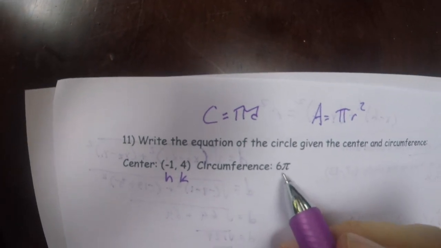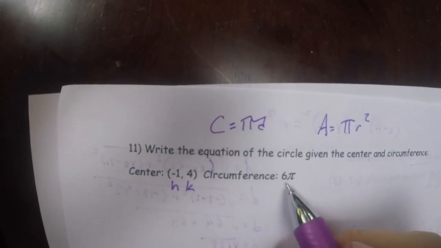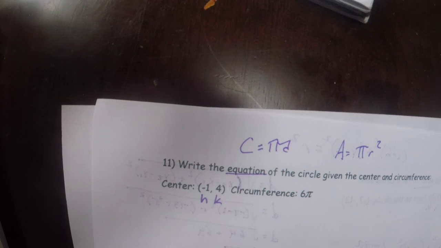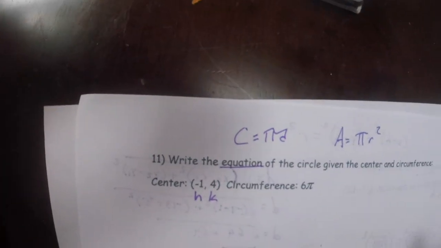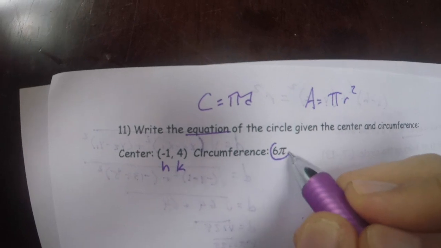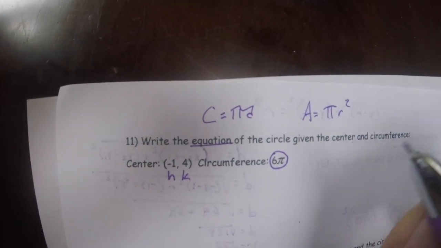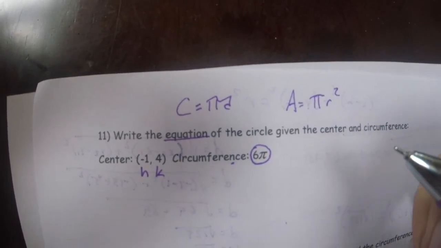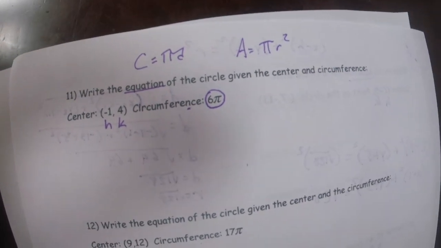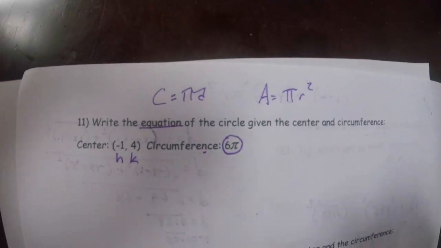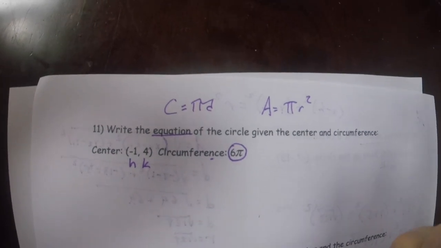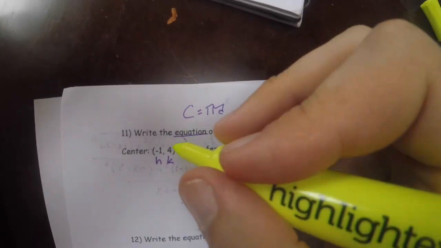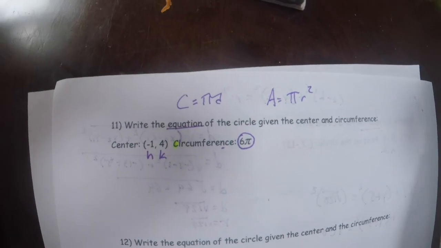Circumference is 6 pi. I need to figure out what are the two things if I'm writing the equation of a circle that I need. I need a center, which I have, and I need a radius. But I'm not given the radius, I'm given the circumference. The circumference is 6 pi. Which letter, I know you guys had a hard time with this part, which letter does circumference start with? Starts with the letter C.